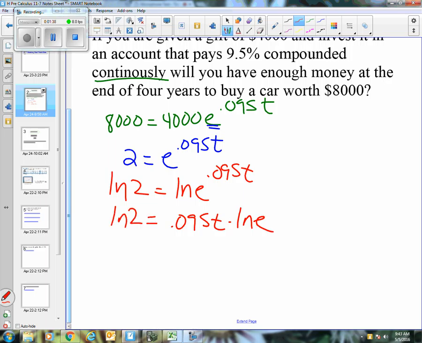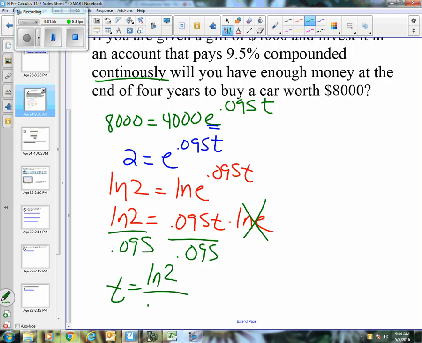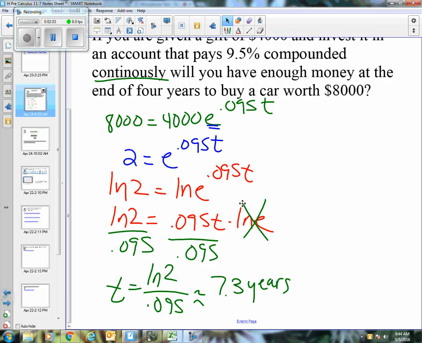Bring down the exponent. Again, the reason we take that natural log is because our variable is in the exponent. ln of e is 1, so then we're just dividing by that rate. For those of you that understand this change of base shortcut, what you're typing into your calculator is natural log of 2 divided by the rate. And what you discover is that it's going to be about 7.3 years. So no, it's not going to happen in 4 years. You're making that comparison to the 4-year mark. It's more than that, so I would not have enough money.